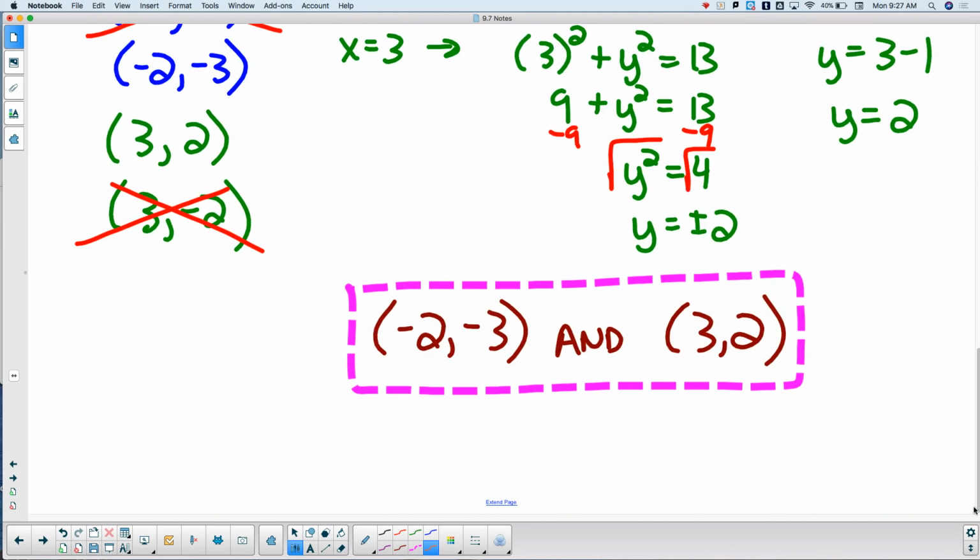And both of them work out. Negative 2 squared is 4. Negative 3 squared is 9. 4 plus 9 is 13, so it checks out on the circle. Negative 3 is equal to negative 2 minus 1, checks out on the line. Positive 3 squared is 9, positive 2 squared is 4. 9 plus 4 is 13, checks out on the circle. 2 is equal to 3 minus 1, which checks out on the line. Okay, love it.